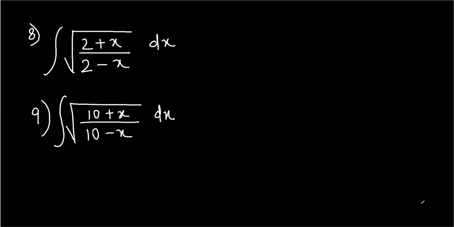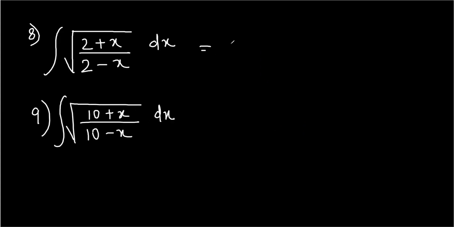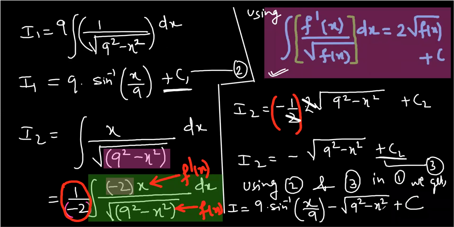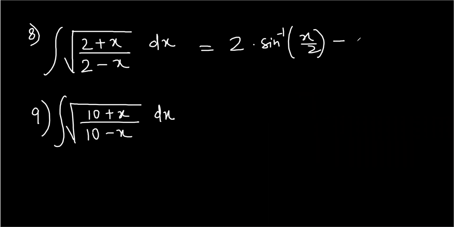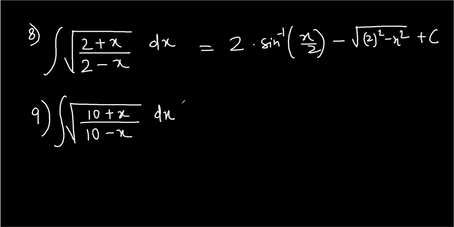And the answer of this will be, like here you had 9 times sine inverse of x by 9. So in this you will have the answer as 2 times sine inverse of x by 2, and then minus square root of 2 square minus x square plus c. Similarly, you will get the answer for the other one also.